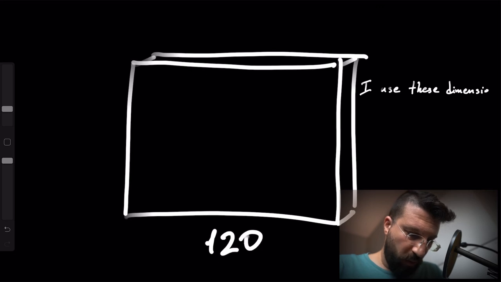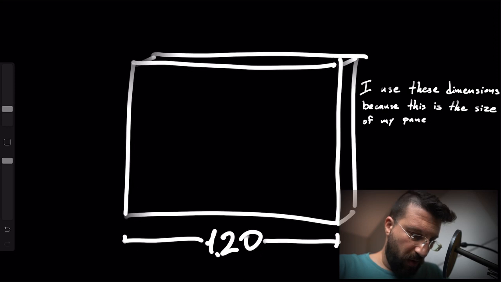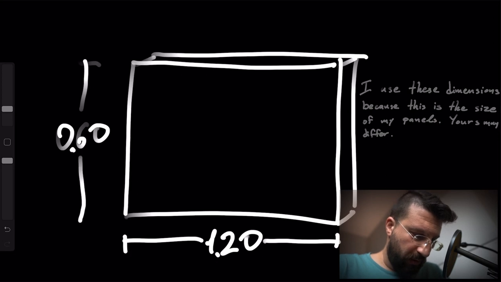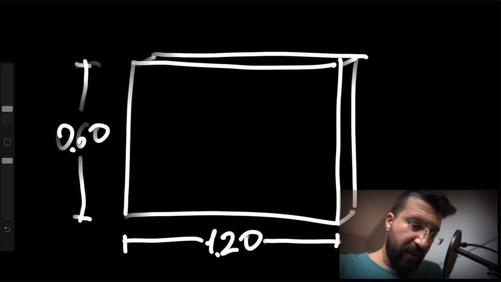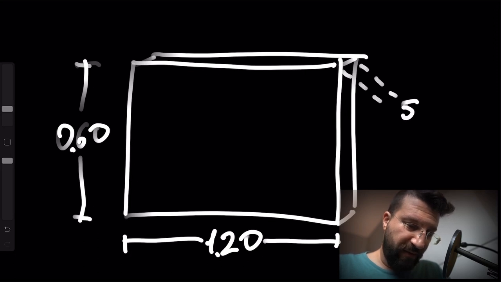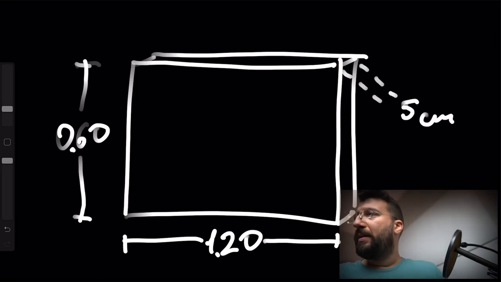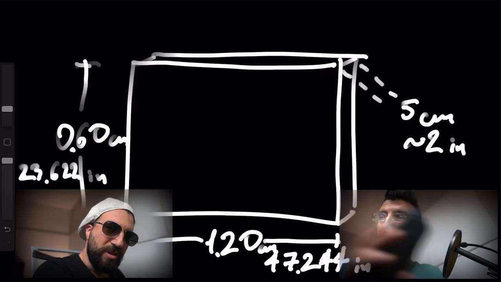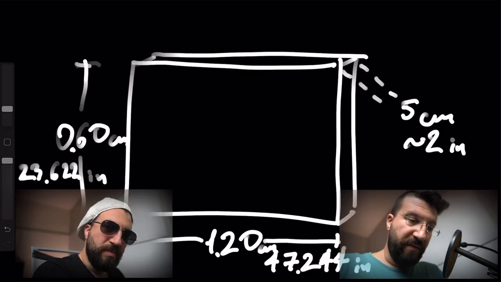It's 120, so 1 meter 20 centimeters long, and 60 centimeters wide, and they have a thickness of 5 centimeters. And let me very quickly translate that into inches. Some of you might be interested in inches. These are my dimensions, and very, very usual ones.